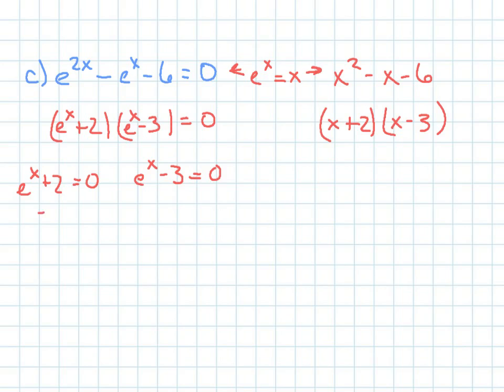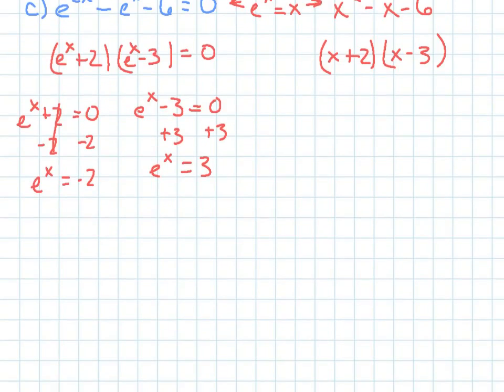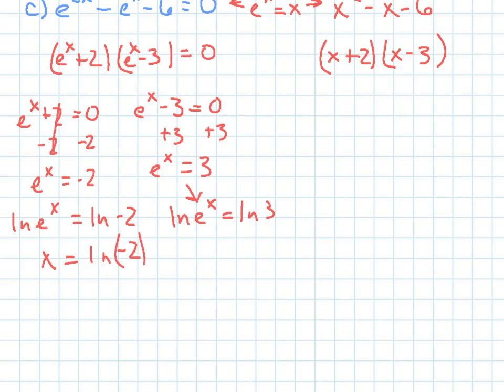Okay? So then I want to solve, so I subtract 2 from both sides for this one. I add 3 to both sides for this one. Okay, and then I want to do the same thing I've been doing with the other problems. I want to take the ln of both sides. Okay, so then here, ln of e just leaves you with x. So ln of -2.